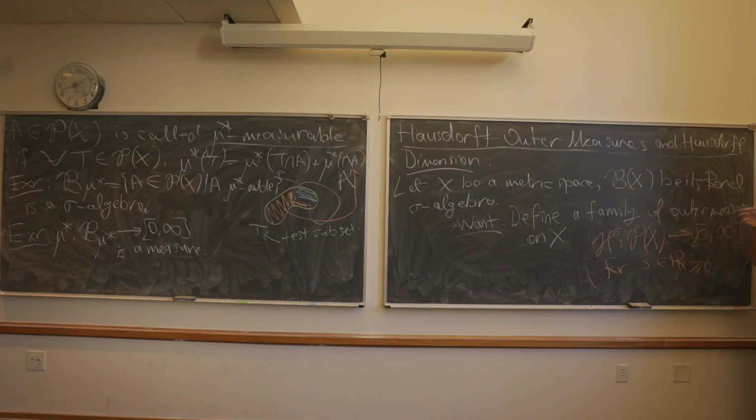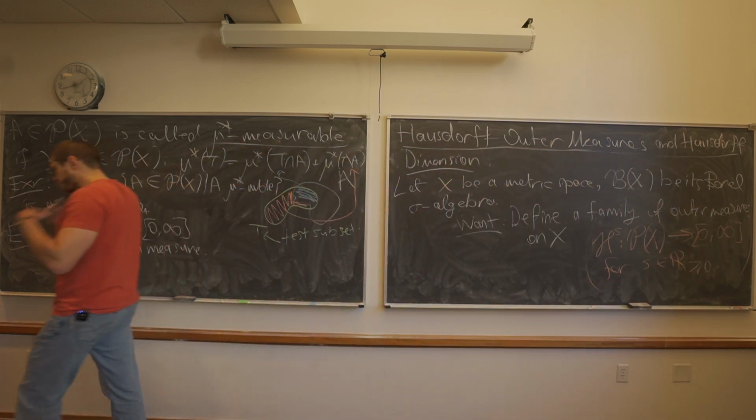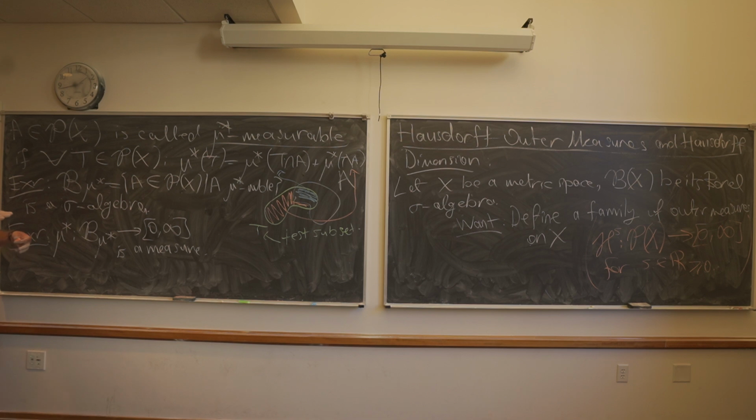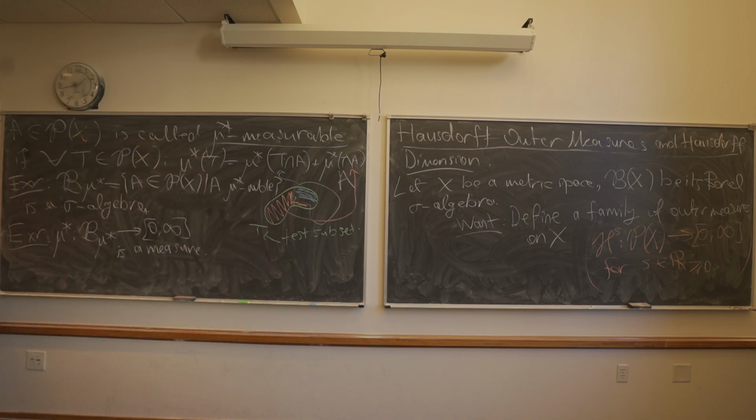Now what we're going to do is vary the value of s. And what we're looking for is a phase transition. For small values of s, I want the outer measure to give the value infinity. And then for large values of s, I want the outer measure of A to be 0. It's like you have water and you're freezing it, and you're lowering the temperature, and at some point, instead of being a liquid, it becomes a solid. I want something like that. I want a phase transition parameter. That phase transition parameter is going to be the dimension. That's what's going to happen.